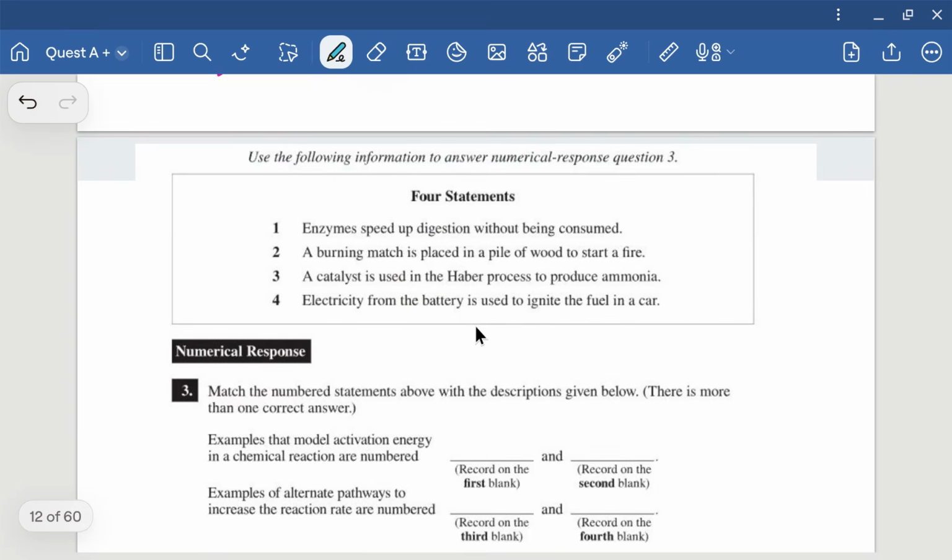Moving on to the next numerical response. This one is saying to match. So enzymes speed up digestion without being consumed. A match is burned. A catalyst is used. Electricity from a battery, and so on. So this first one, examples that model activation energy in a chemical reaction. So activation energy is energy you're putting in. So that would be like a match being burned and using a battery. Seeing examples of an alternate pathway, this is always referring to a catalyst, and enzymes are catalysts, and then this one actually says catalyst, so that would be 1 and 3.